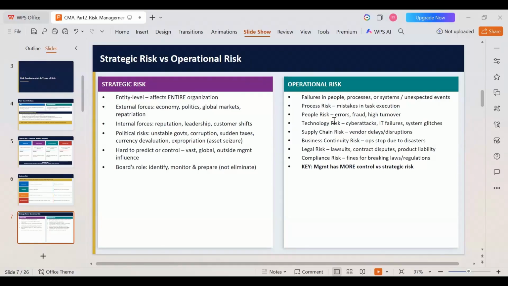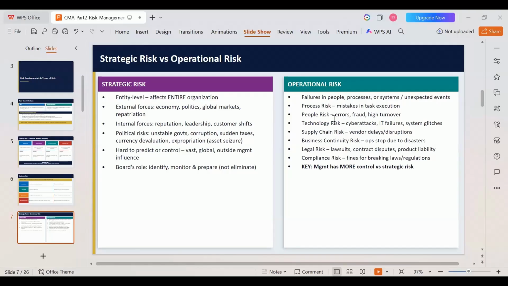Okay. So we have heard of this. The more errors that we make in a company, the more cost we incur to correct those errors. And if cost increases, obviously our efficiency comes down. So that is process risk. The more the mistakes, the lesser the efficiency.